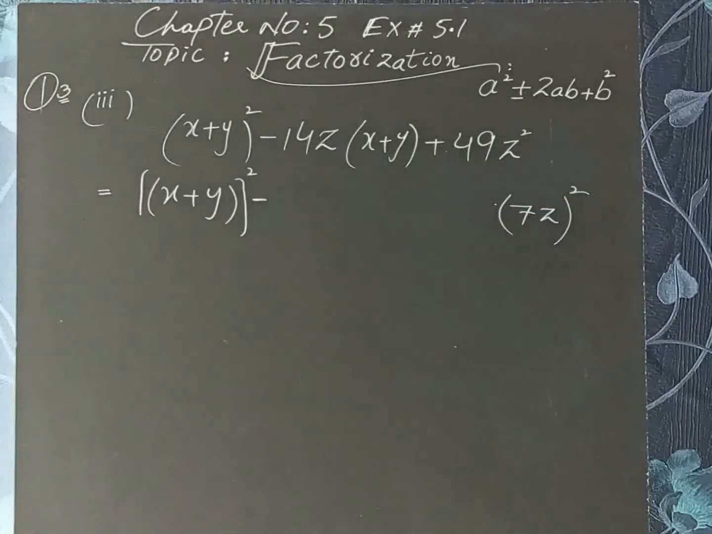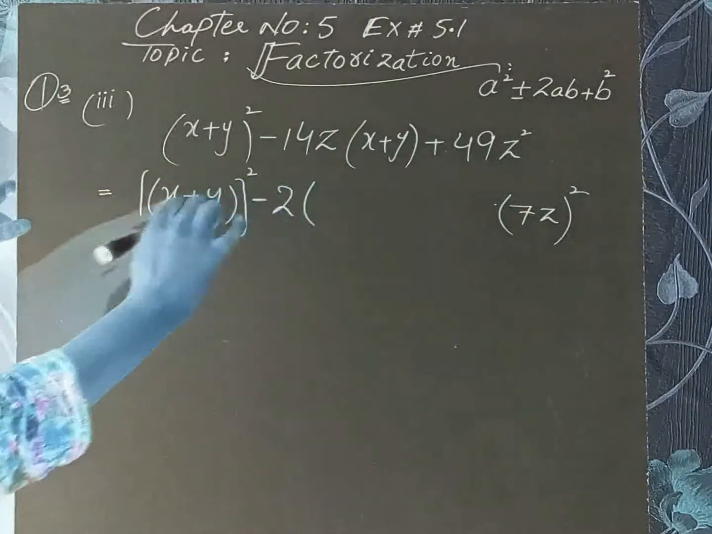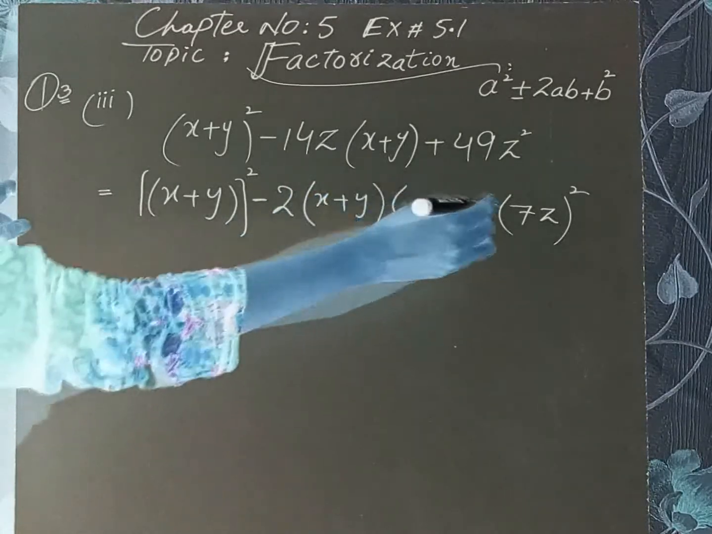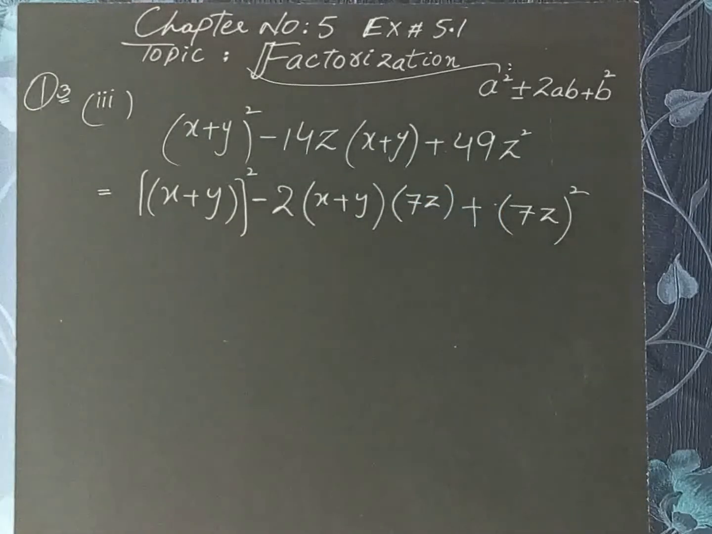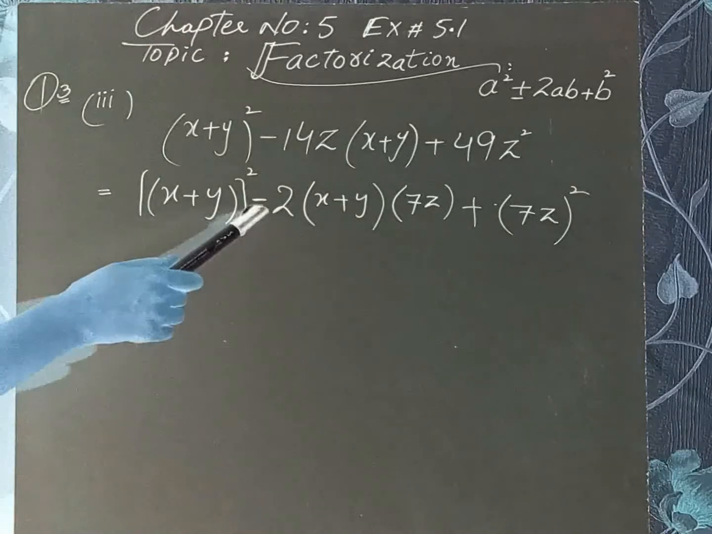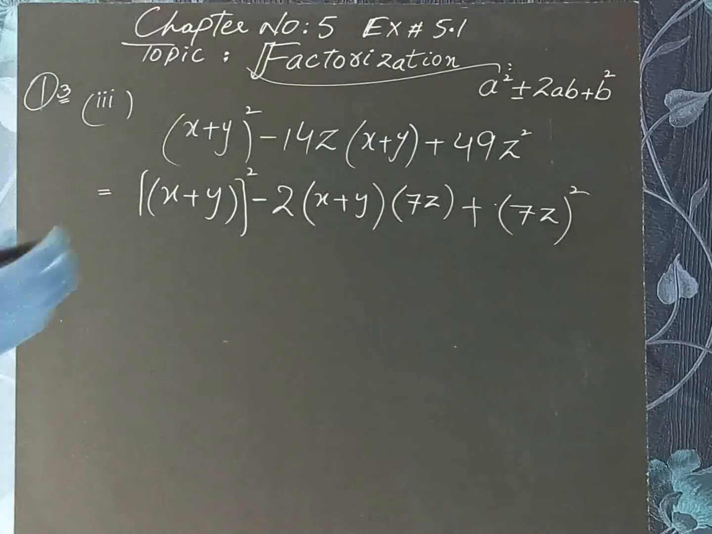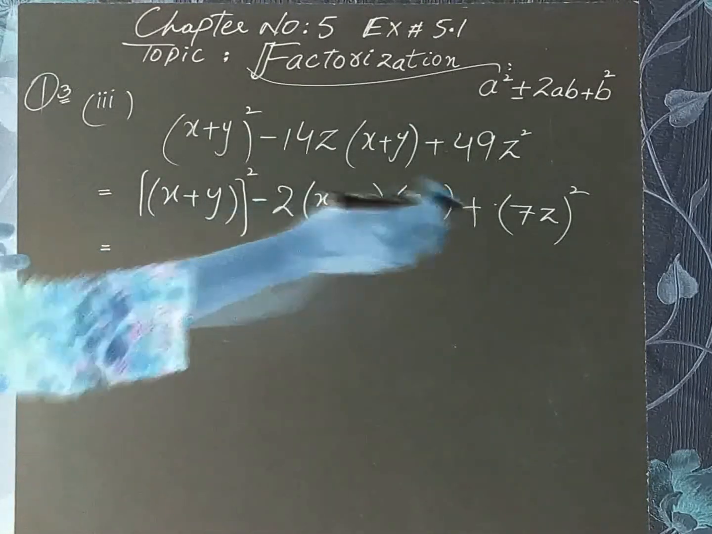7 times 7 is 49, z times z is z squared. According to the formula, the middle term is minus 2ab, where a is x plus y and b is 7z. Here the sign is always plus. Again you can see that this is the formula of a squared minus 2ab plus b squared. I can close this formula again. A is x plus y and b is 7z.